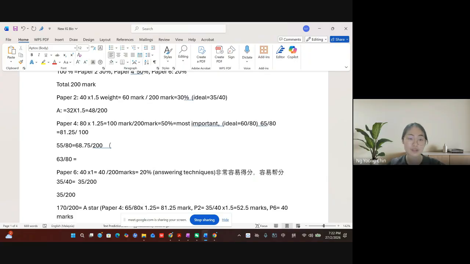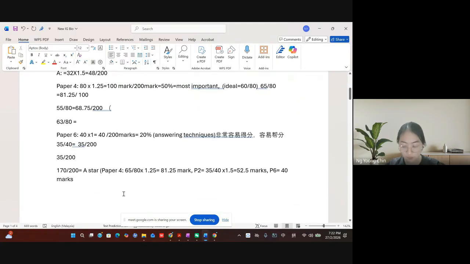So that's why you need to add on this one. You add on the 48, which is just to get 65, right? You add on 81.25, and then later you add on this 35. You get 164 over 200. So this is the total mark.